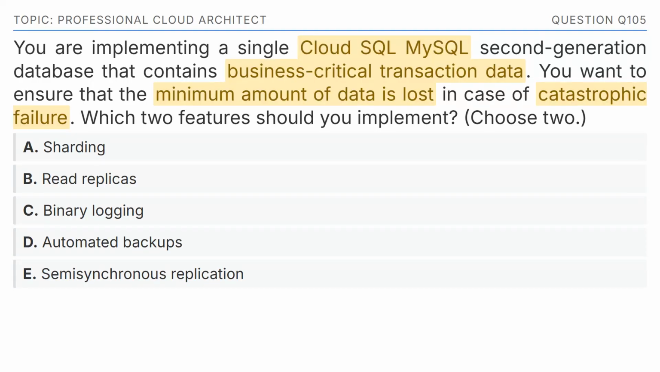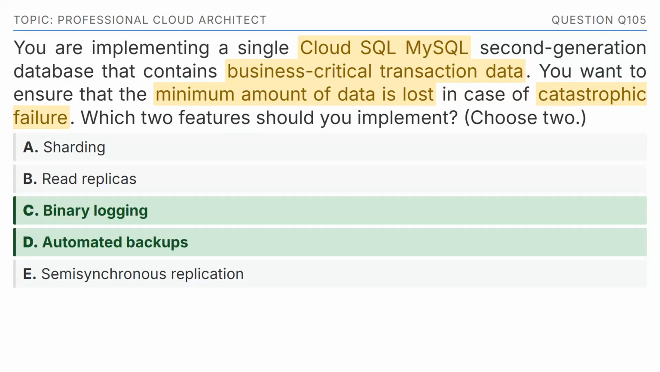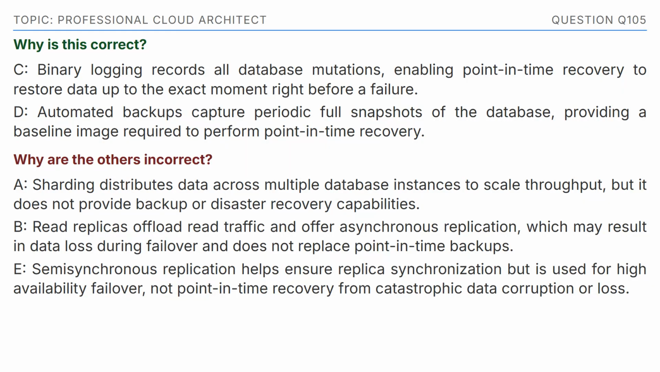To arrive at the correct answer, we focus on the keywords Cloud SQL MySQL, business-critical transaction data, minimum amount of data is lost, catastrophic failure. The correct answers are option C, binary logging, and option D, automated backups. Why is this correct?